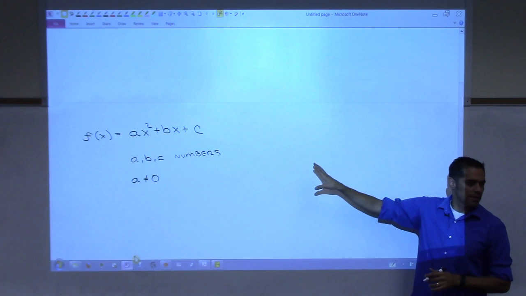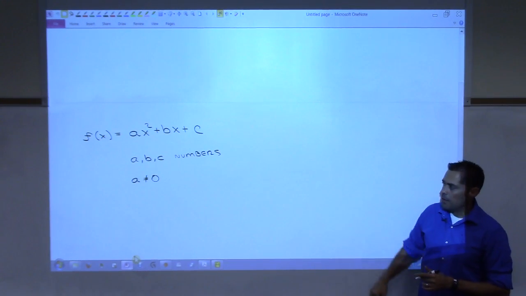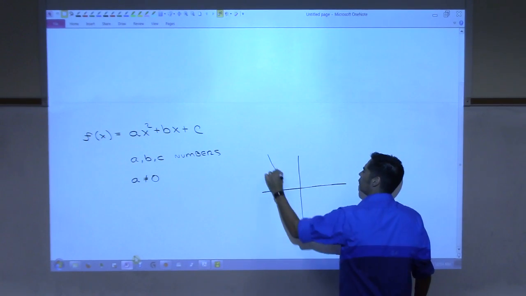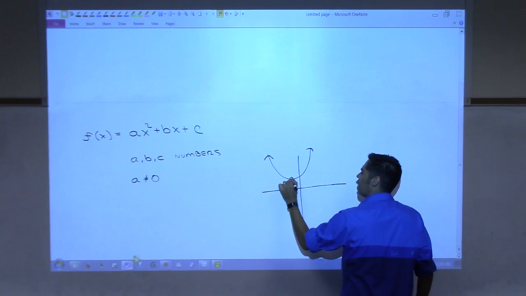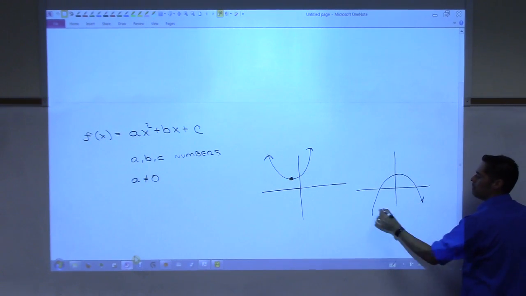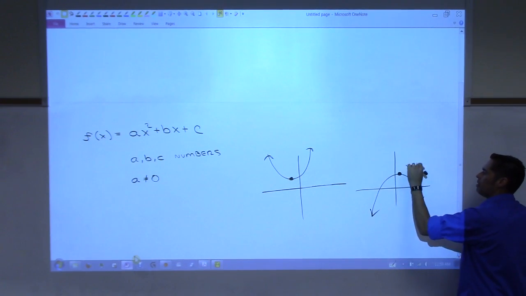So you were asked to graph these in college algebra. And when you graph them, do you remember finding this point? Do you remember finding this point right here? Yeah, that vertex. And if it opened down, it really didn't matter. It either opened up or down. That thing, we called it the vertex.